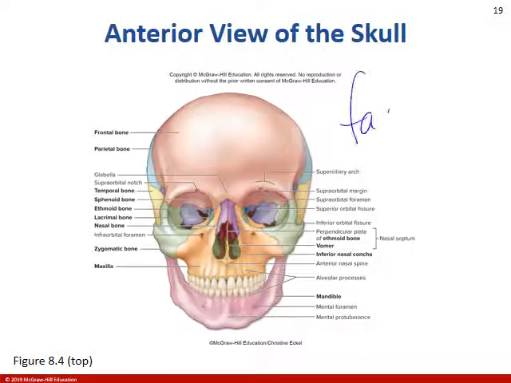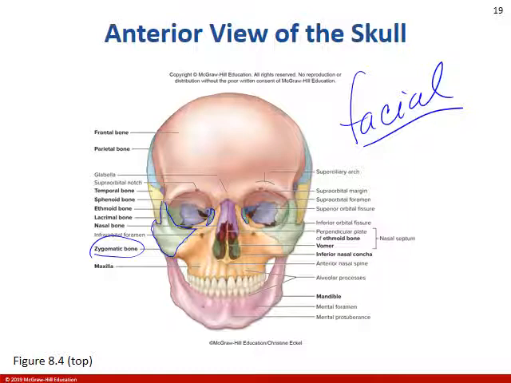Now let's move on to facial bones. There's several that we don't have to learn any special features, you just have to be able to identify those bones. So we're going to start out here with our zygomatic, which is our cheekbone, right? So that's zygomatic. Then here we have a tiny little bone called the lacrimal bone.